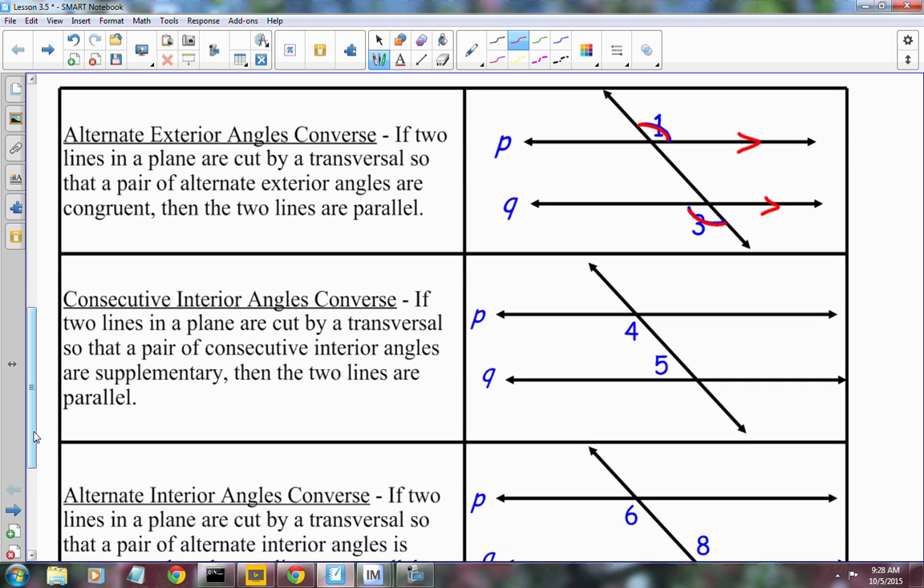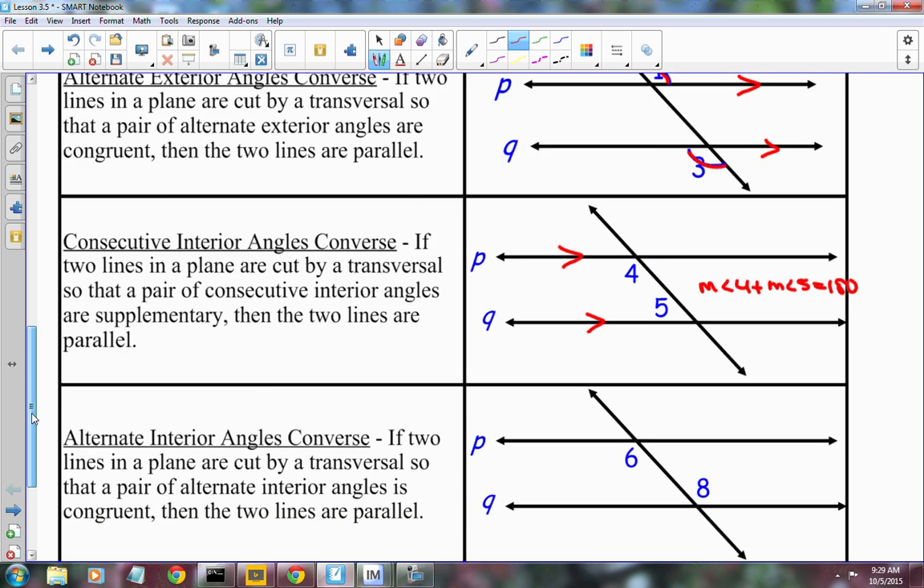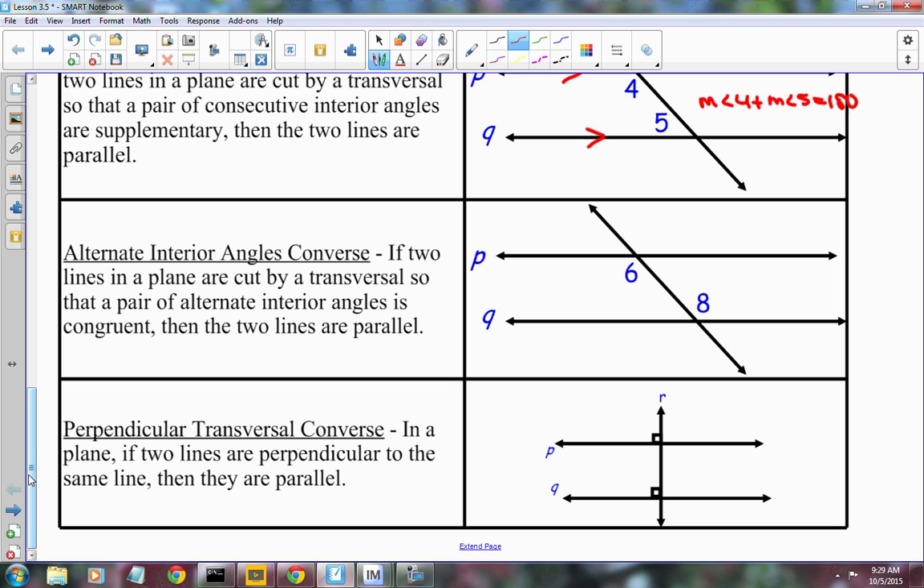The consecutive interior angles converse. If I can show that these two angles, 4 and 5, are supplementary, if the measure of angle 4 plus the measure of angle 5 is equal to 180, then that is sufficient for me to prove that those two lines are parallel. We have the alternate interior angles converse. If I can show that they're congruent, that would be sufficient to know that I have parallel lines.